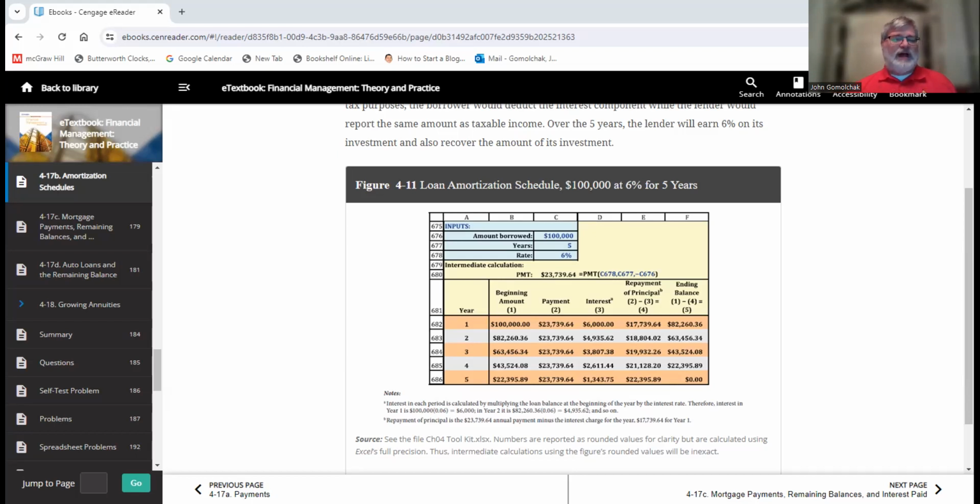Okay, now I did some totaling here just to show you. You borrowed $100,000 and you paid $118,698. So that means you had $18,698 in interest. The rest of it was the $100,000 repayment of principal.